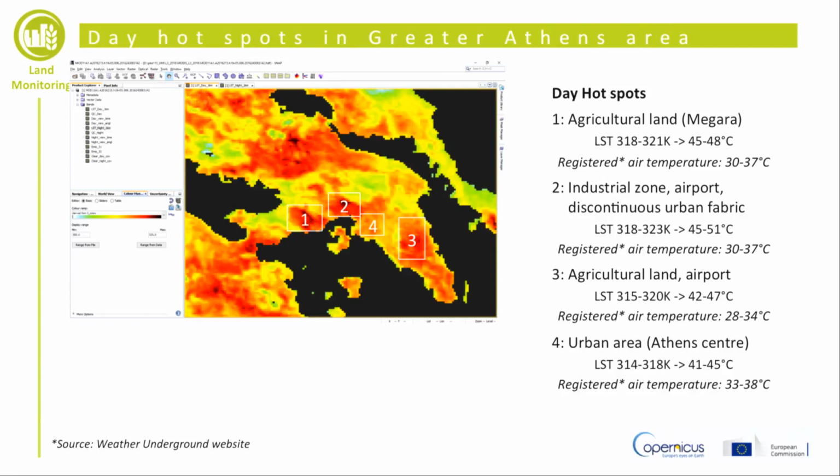Looking at the day map, we can identify 4 hotspots, 2 agricultural areas and 2 urban industrial areas. The land surface temperature range obtained, looking at the pixel values, is reported for the 4 hotspots and also the registered air temperature at 2 meter height. Remember that the values displayed are the temperature of the soil, which is related to air temperature, but is affected, for example, by soil cover and type and by weather conditions. For this reason, different land surface temperature ranges can correspond to a similar air temperature range and vice versa.